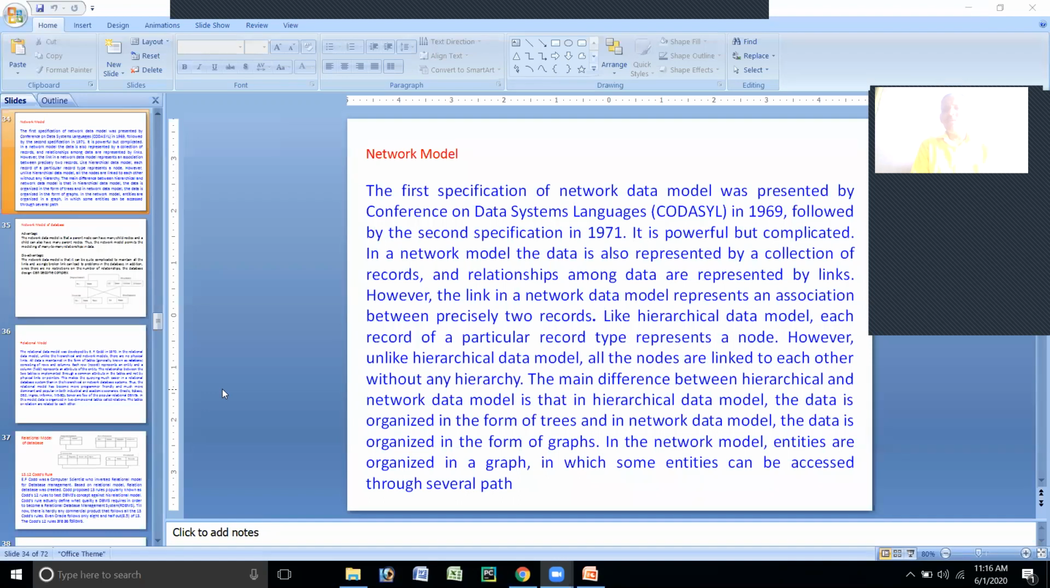Try to understand here: both are non-linear data structures, trees and graphs. First we used a tree, now we come across a graph. The network data model uses the graph method to represent the data. In the network model, entities are organized in a graph in which some entities can be accessed through several paths. Graph means one entity can be accessed by one way or many ways, one path or several paths. Have you understood these concepts?